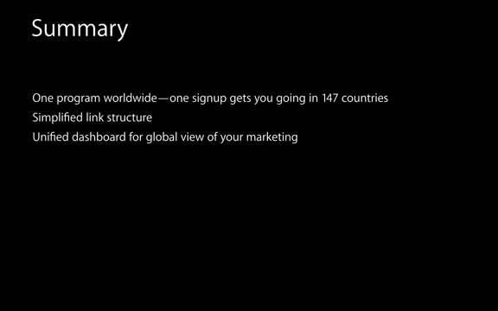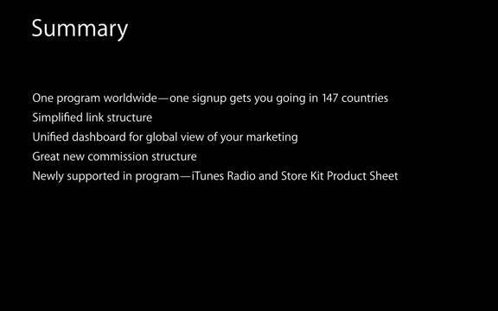We've got a unified dashboard, so we can see what's going on at a glance across the world, or we can drill down into a particular country, a particular content type. Really powerful, real time, really great. We've got a great new commission structure, 7% over 24 hours. That can mean a lot to your bottom line. We've added iTunes Radio and the StoreKit product sheet to the affiliate program, so you get credit, the same structure as everything else, by using that.